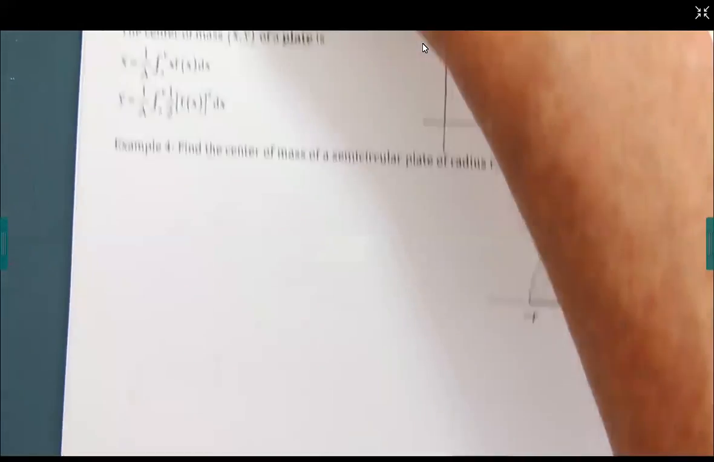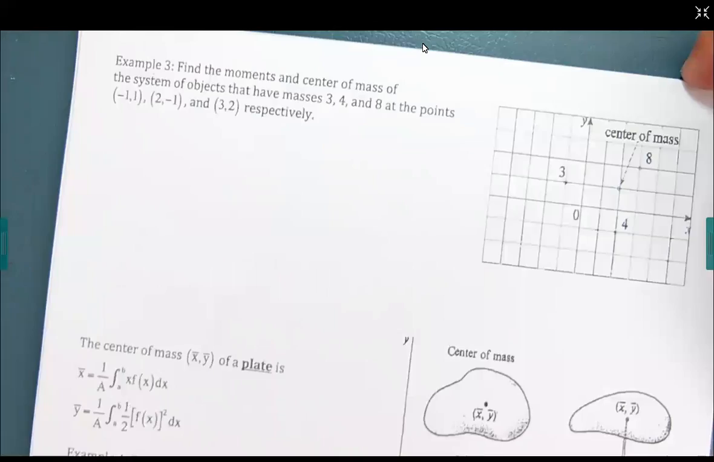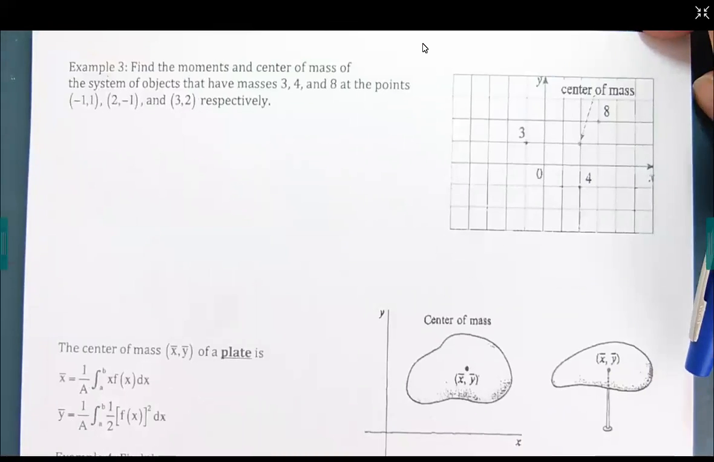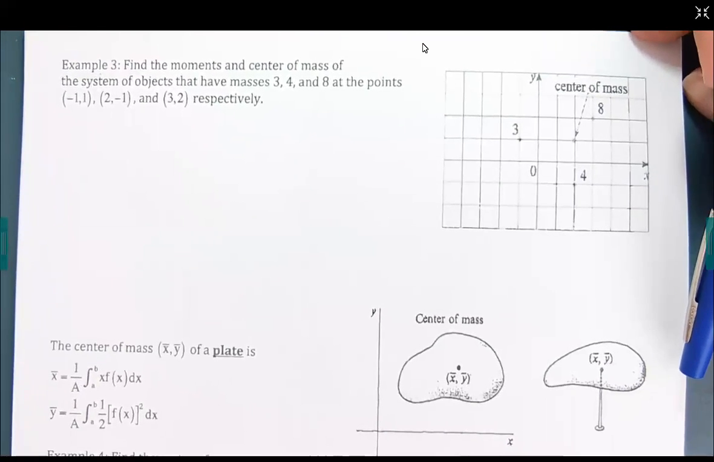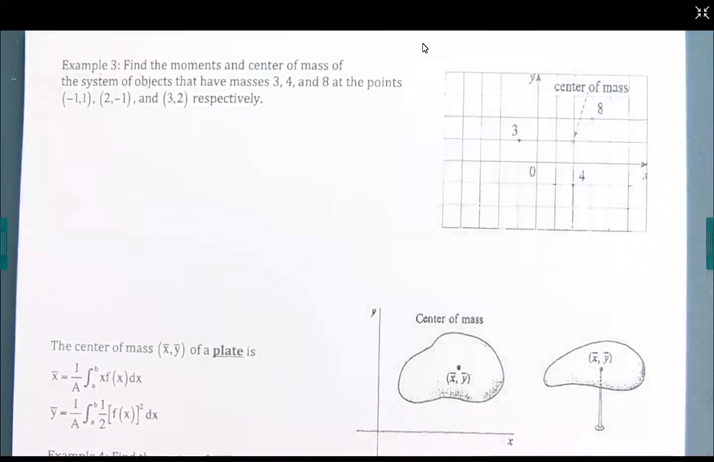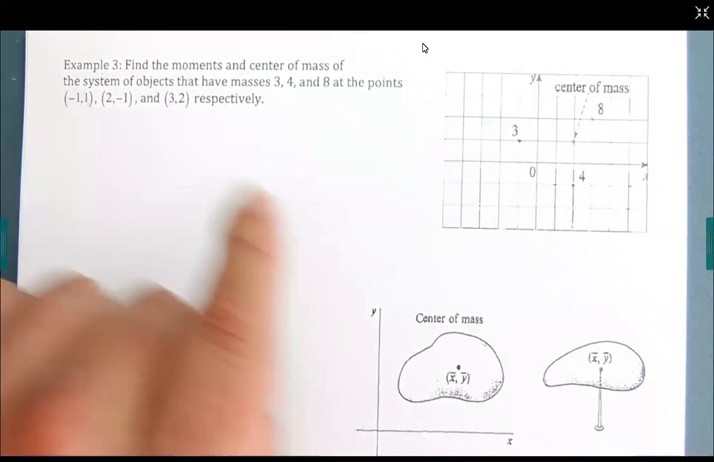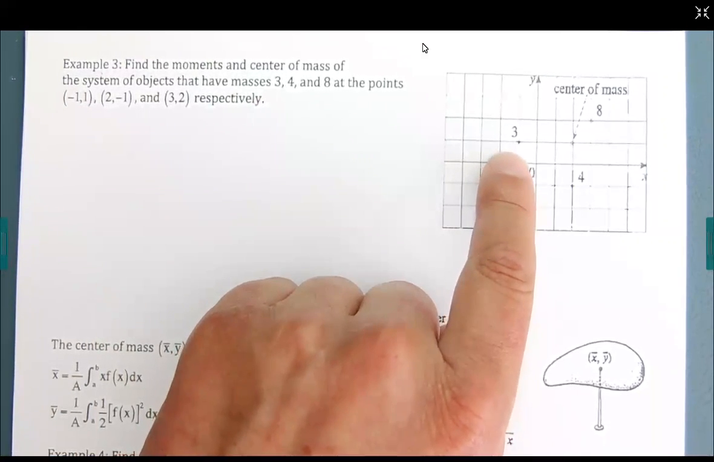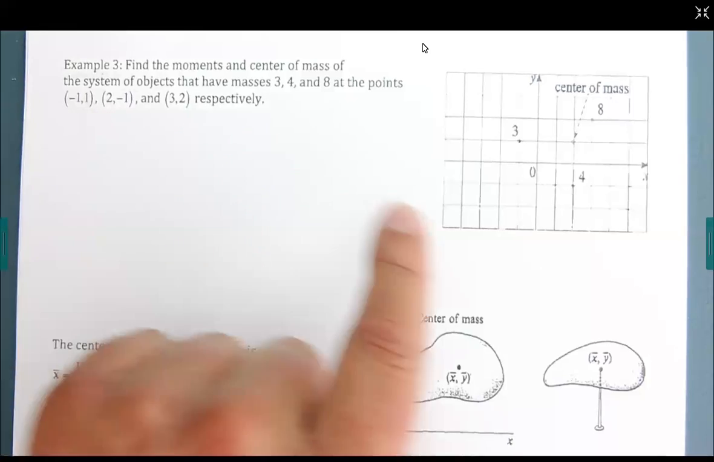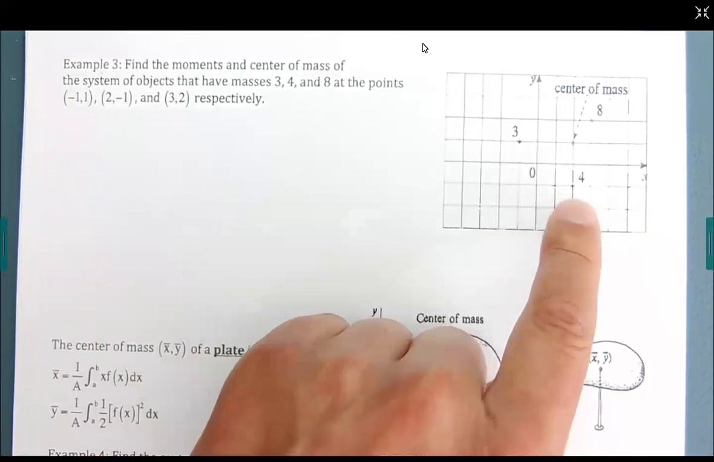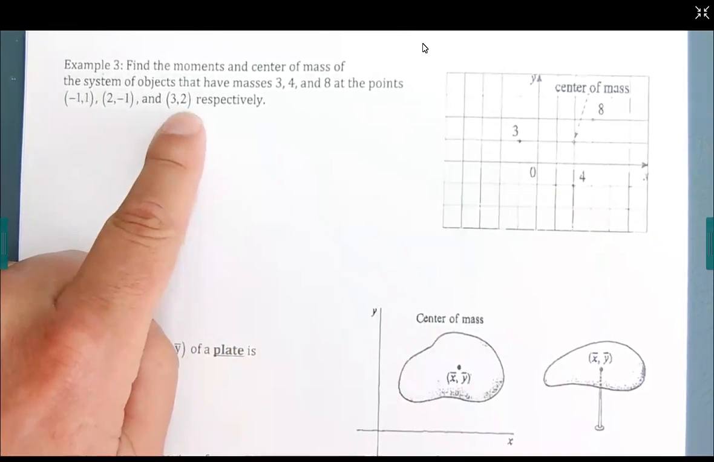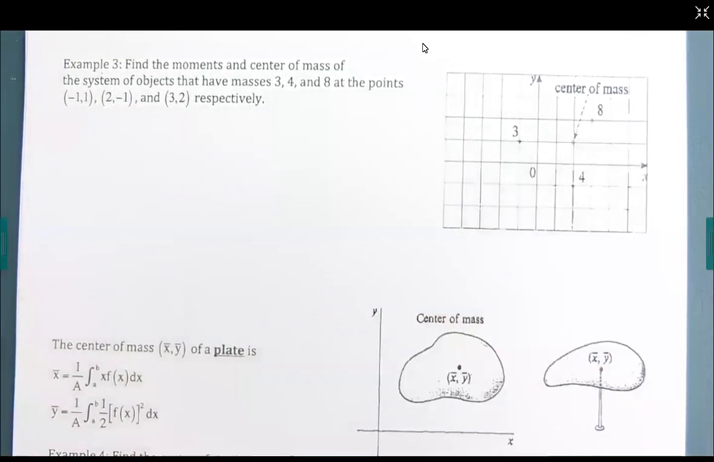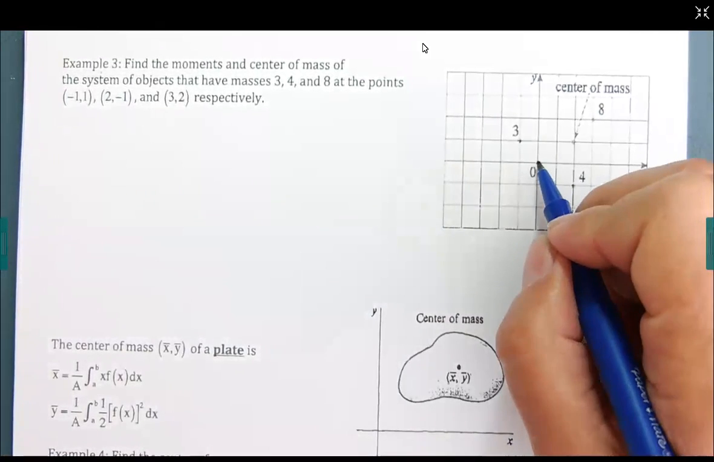Let's jump into some examples of how we're going to do this. Now, I want you to sort of picture, if you will, we have masses at several places. This first one, negative 1, 1, is here. It has a mass of 3. At 2, negative 1, we have a mass of 4. And at 3, 2, we have a mass of 8. So we have our masses here. And I want you to picture our origin is right here.